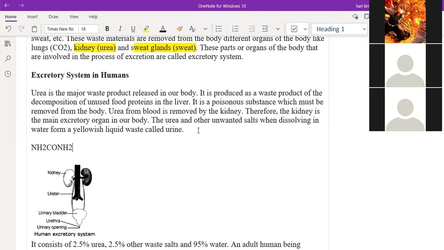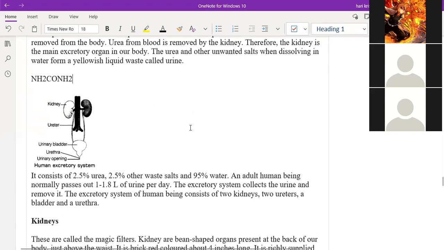Sir, they can also do kidney transplantation. Yeah, they can do the kidney transplantation process also, but it's a little bit expensive, right? Yeah, sir. Okay, so what is urine then? The urea and the other unwanted salts when dissolved in water form a yellowish liquid waste called urine. Okay, then what is the composition of urine?